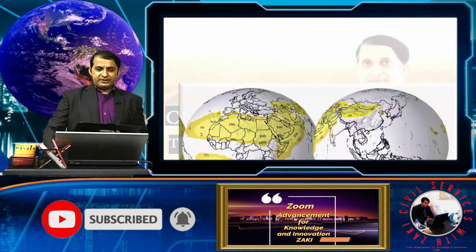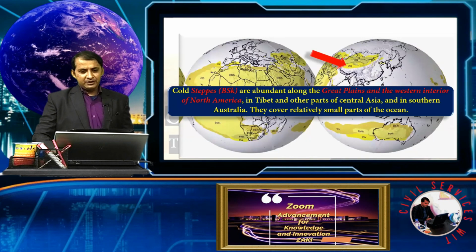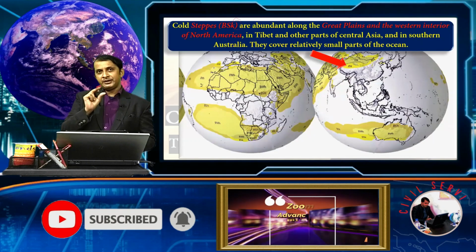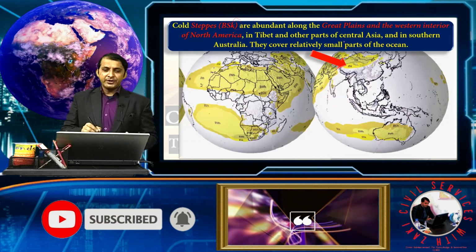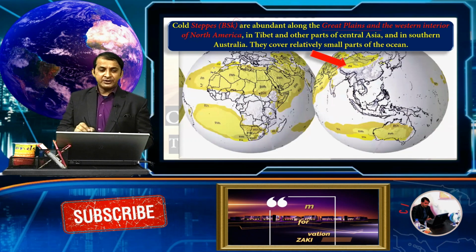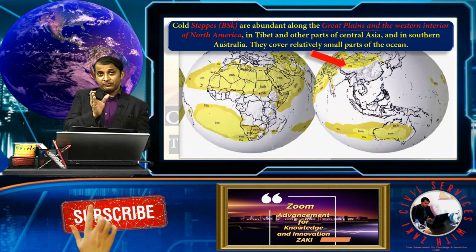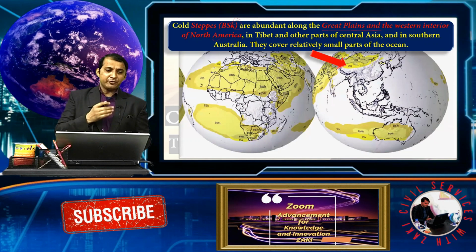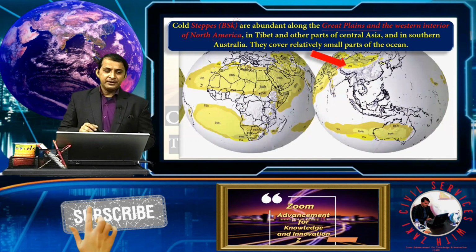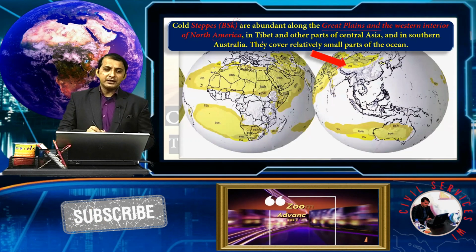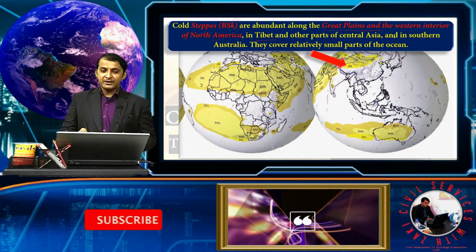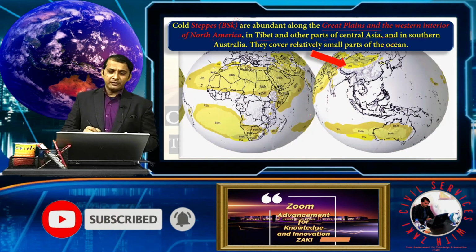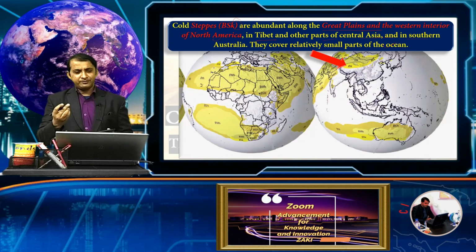Another is cold steppe, BSK. K means cold and H means hot. Cold steppe is abundant along the Great Plains and the western interior of North America. If you go to North America, the Great Plains are in the category of cold steppe. Another part is Tibet, parts of Central Asia and South Australia, which are relatively small parts.